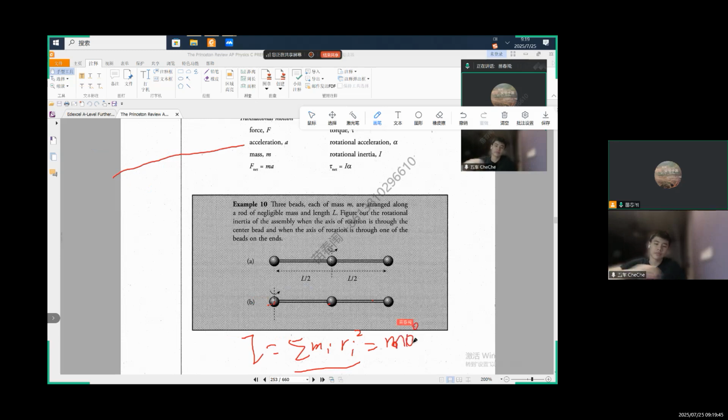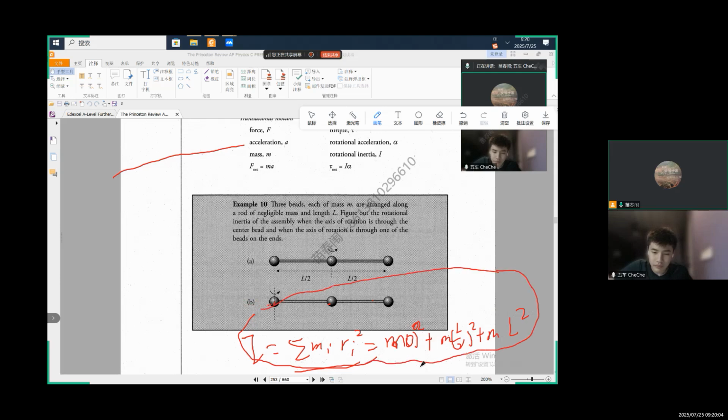M times 0 squared, plus my M2 is also M, L over 2 squared, plus my M3 is M times L squared, right? Does that make sense? So basically, this is I. You ask me what is I? This is I, right? Don't use that theorem yet. So this is I anyway, by definition.